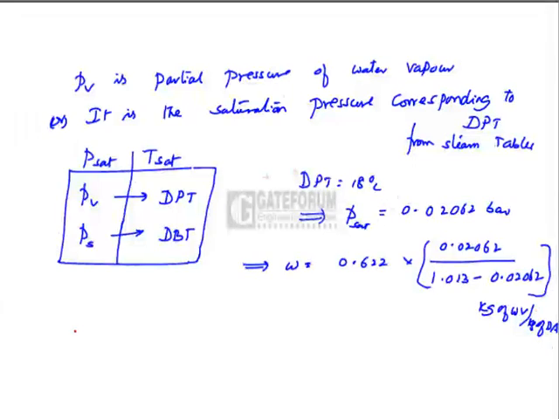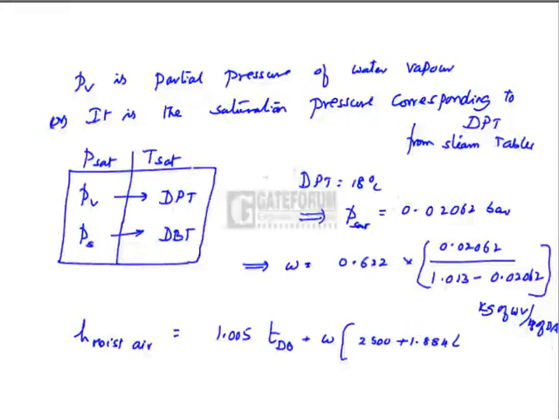Coming to the enthalpy of moist air, which is given in kilojoules per kg of dry air as 1.005 into TdB plus W into 2500 plus 1.884 into TdB, kilojoules per kg of dry air.